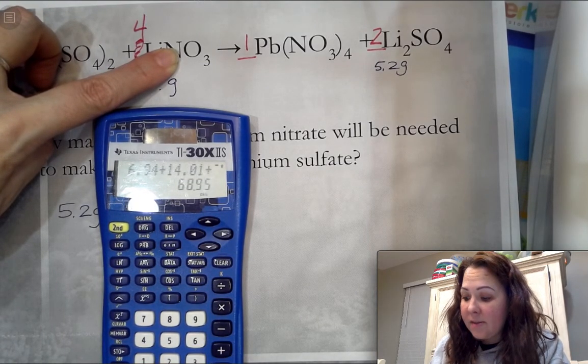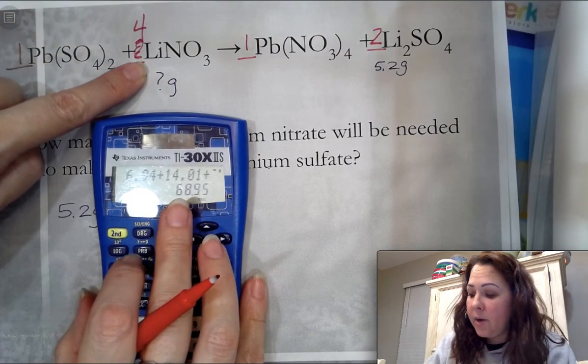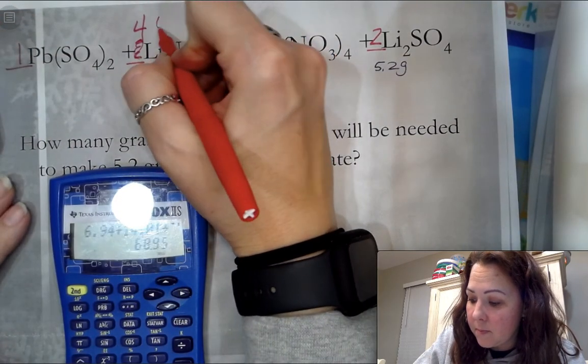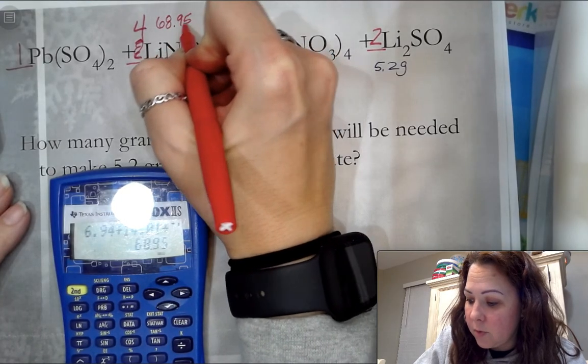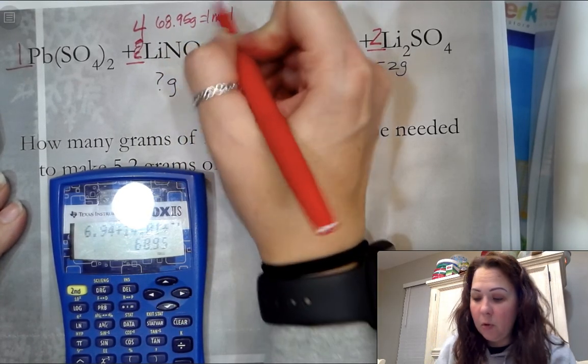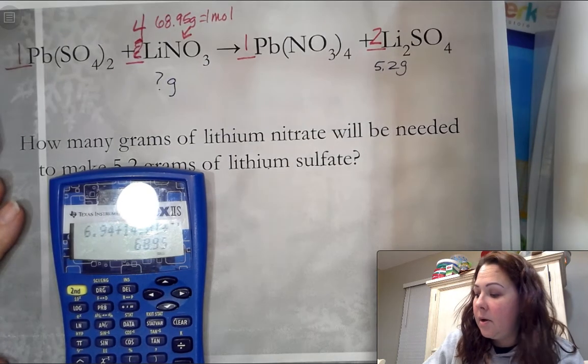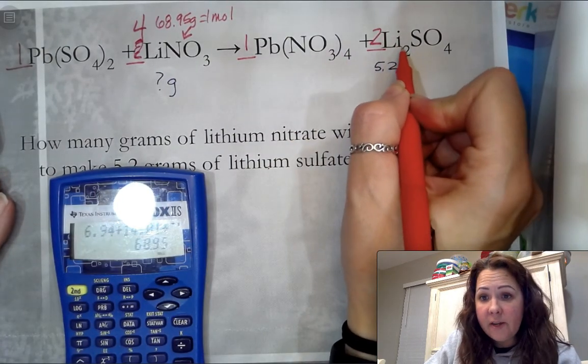So my molar mass of lithium nitrate is 68.95 grams for the mass of 1 mole. So that is that molar mass right there. Now I'm also going to find the molar mass of lithium sulfate.